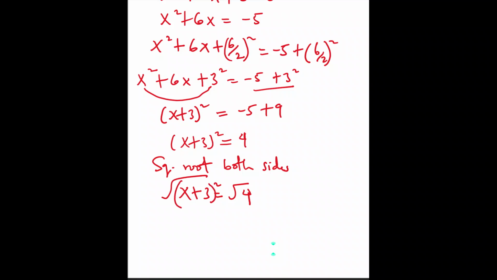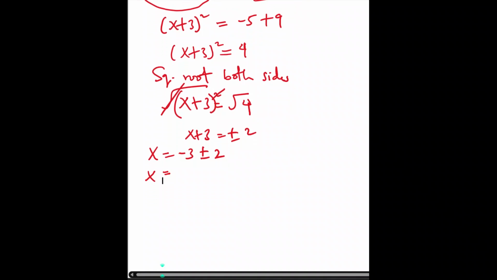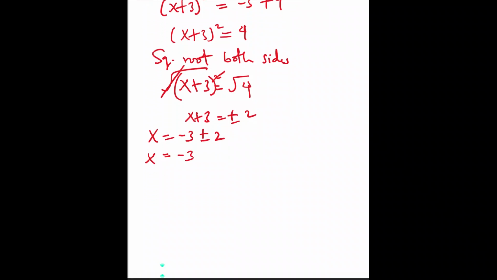We cancel the square and square root, so that will be x plus 3 is equal to plus or minus 2. So that will be x is equal to minus 3 plus or minus 2. When we do minus 3 plus or minus 2, we get x is equal to minus 5 or minus 1. Let me just write it out so that nobody gets confused. So that's what I just did.